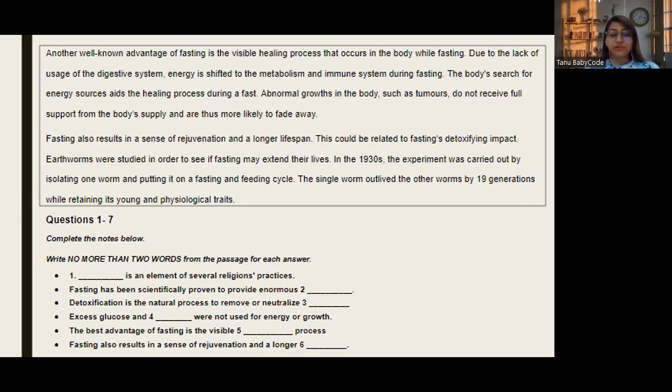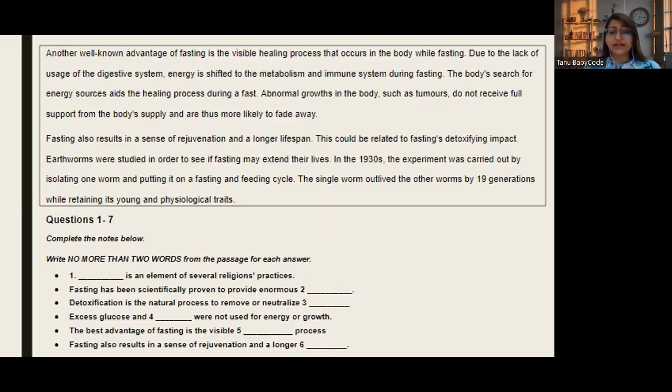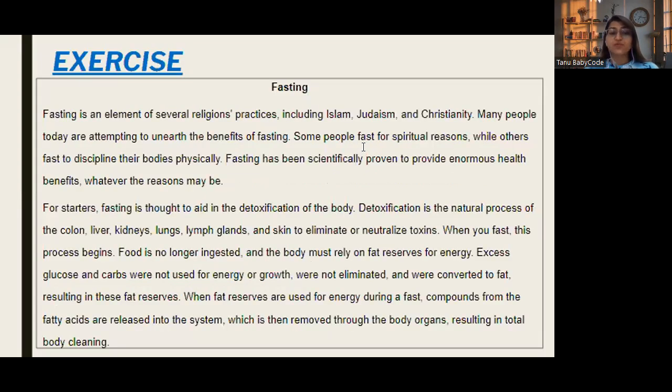Dash is an element of several religion practices. So the first question says dash is an element. So what is an element? Once I start reading my paragraph, I come to the very first statement. Fasting is an element of several religion practices, including Islam, Judaism, and Christianity. So I got my first answer, fasting. Second, fasting has been scientifically proven to provide enormous dash. Now, what does fasting provide you? Fasting has been scientifically proven to provide enormous health benefits. So my second answer is health benefits.